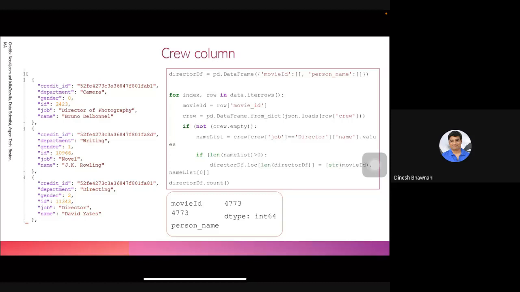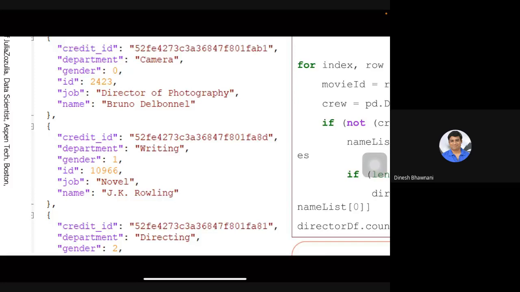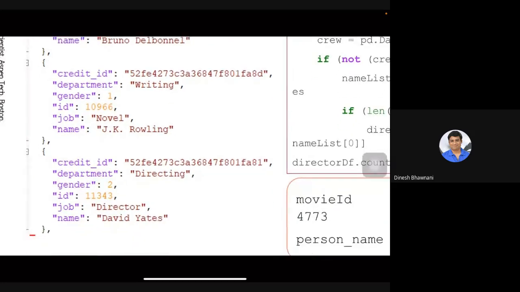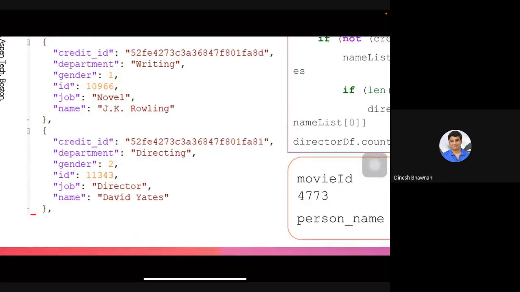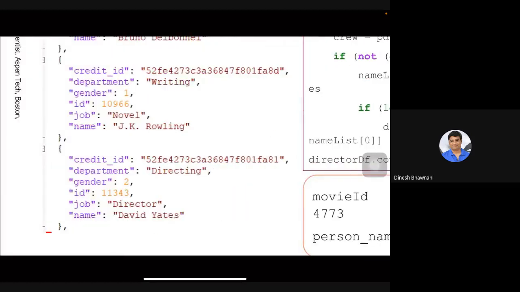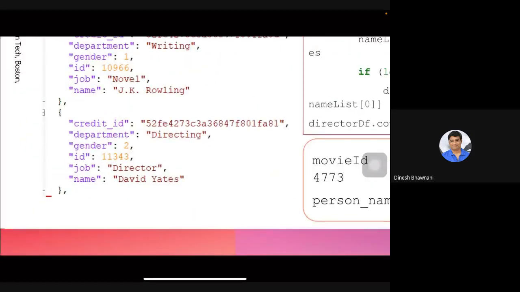Similarly, cast is people who play in the movie. Crew is people who are responsible in the background also. So for crew there is also a JSON data set. Then there also, similar data munging we need to do. Department camera, director of photography, then department writing, job novel. So name is J.K. Rowling, David Yates.